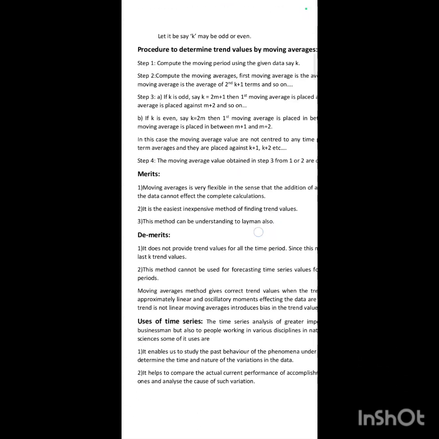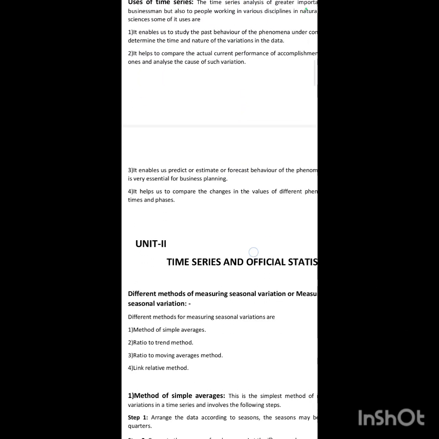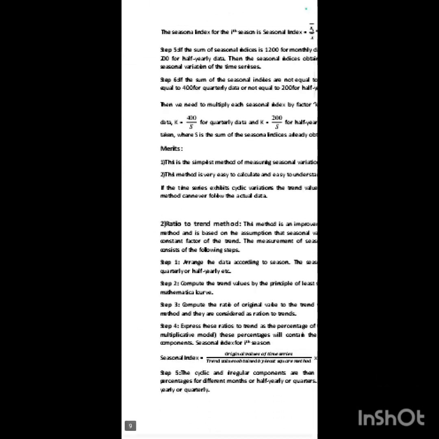Here we can see the components of time series and various methods to calculate the time series values, and the merits and demerits of those calculations. We have some merits and demerits of these calculations also. So how you are going to use this time series data and the calculations, the applications and uses of time series, you have to learn first.